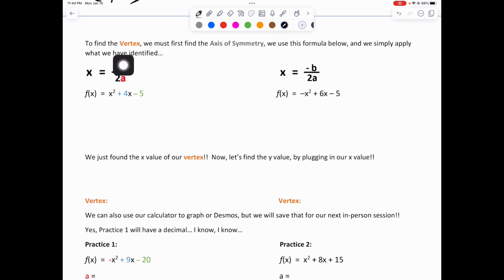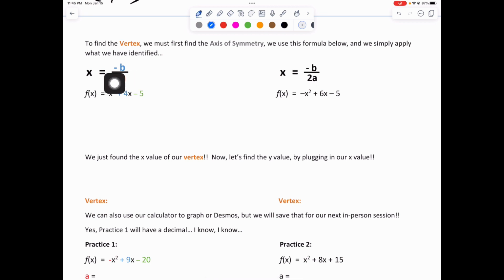Okay, to find the vertex, we must find the axis of symmetry. We use this formula below, and we simply apply what we have identified. All right, and taking a look at our formula, x equals the opposite of b over 2 times a. And I say the opposite of b for a reason, okay? Let's take a look at this. We are going to write it out. I'm going to take the long way home with this just to show you, okay?